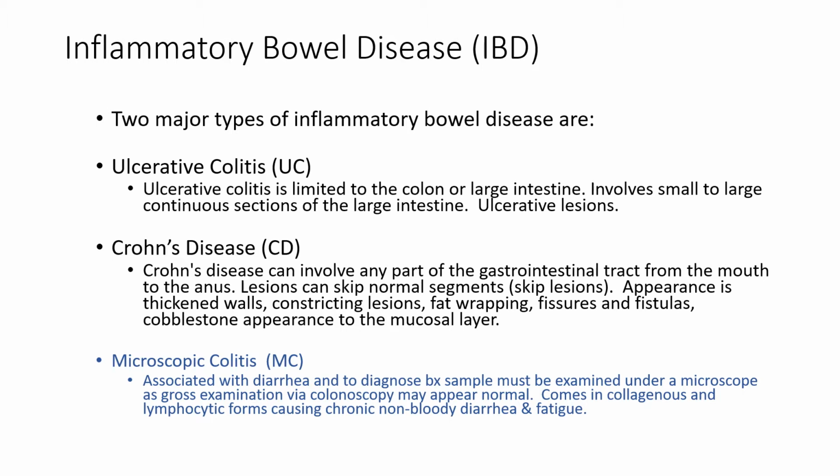Crohn's disease, or CD, involves any part of the gastrointestinal system or tract from the mouth to the anus. Lesions can skip normal segments of tissue. So you have some diseased tissue followed by some normal tissue followed by some more diseased tissue. This is called skip lesions. The appearance is thickened walls, constricting lesions, fat wrapping, fissures and fistulas, and on gross examination via colonoscopy, for instance, you'd see a cobblestone appearance.